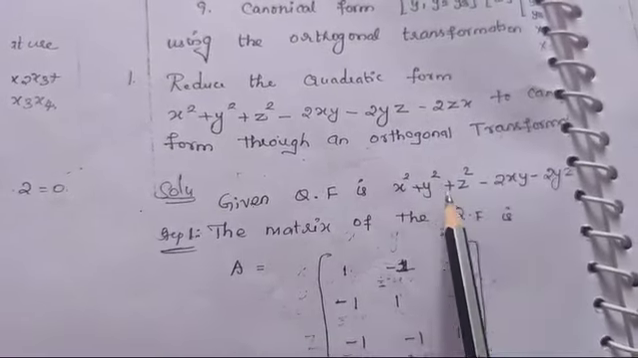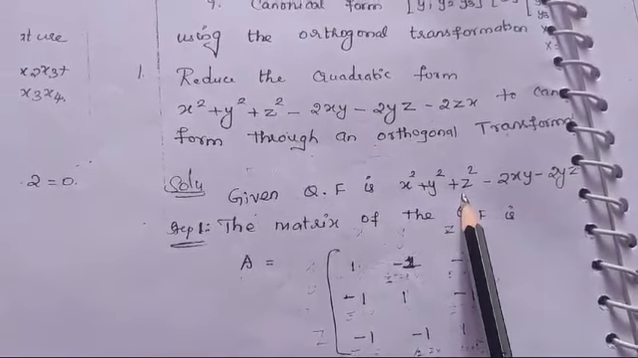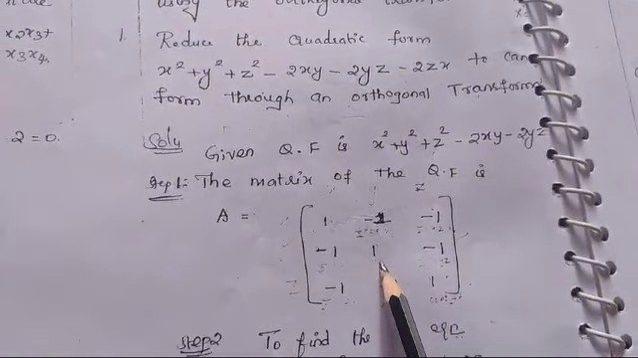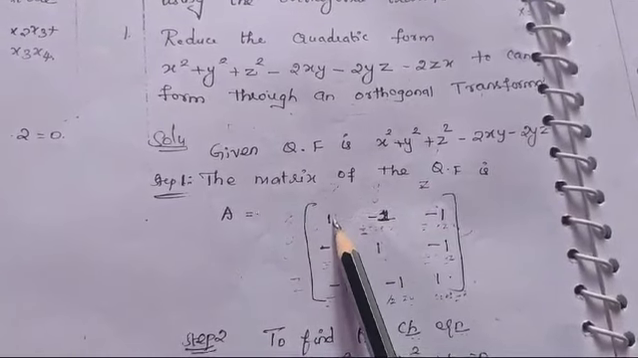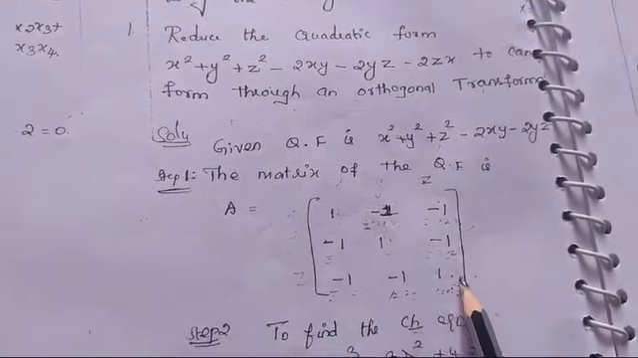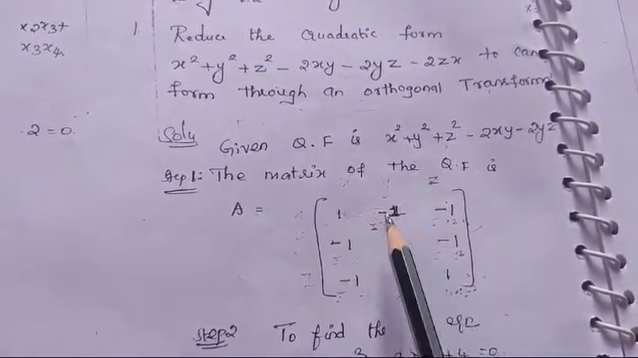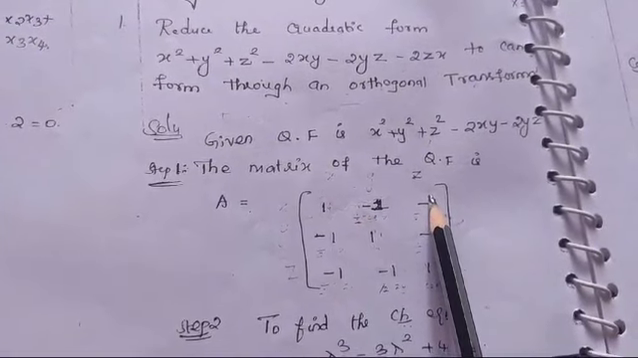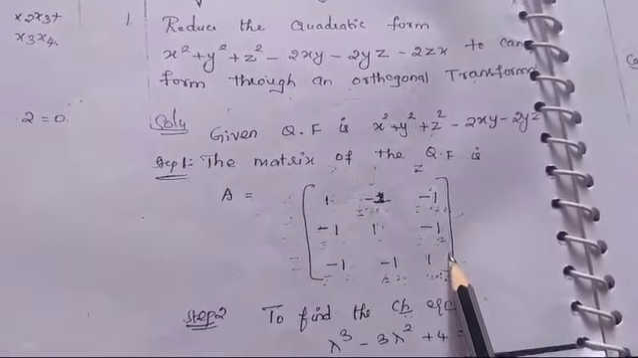First we have to write the given equation. The equation is in the form of a quadratic form. So the first step is to write the matrix form. The formula for the matrix form is: the diagonal is the coefficient of x square, coefficient of y square, and coefficient of z square. The remaining places are 1 by 2 into the coefficient of xy, and similarly for the y row and the z row.